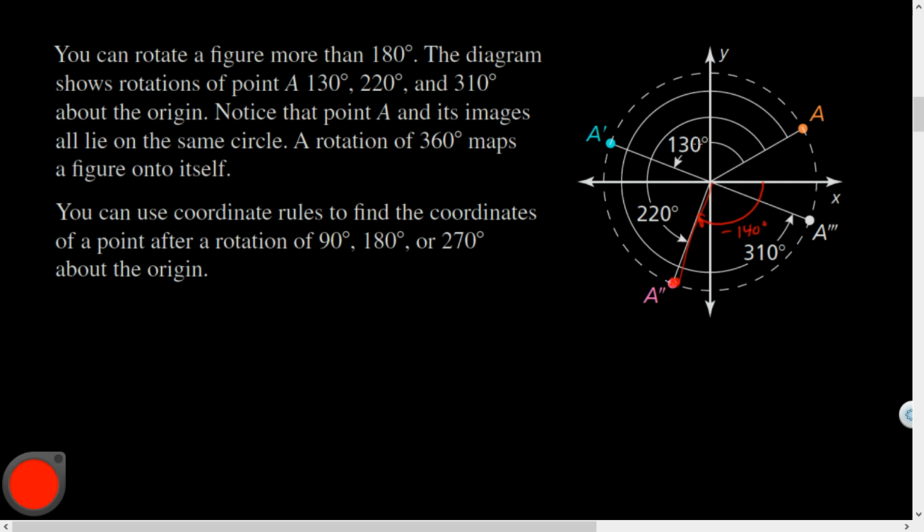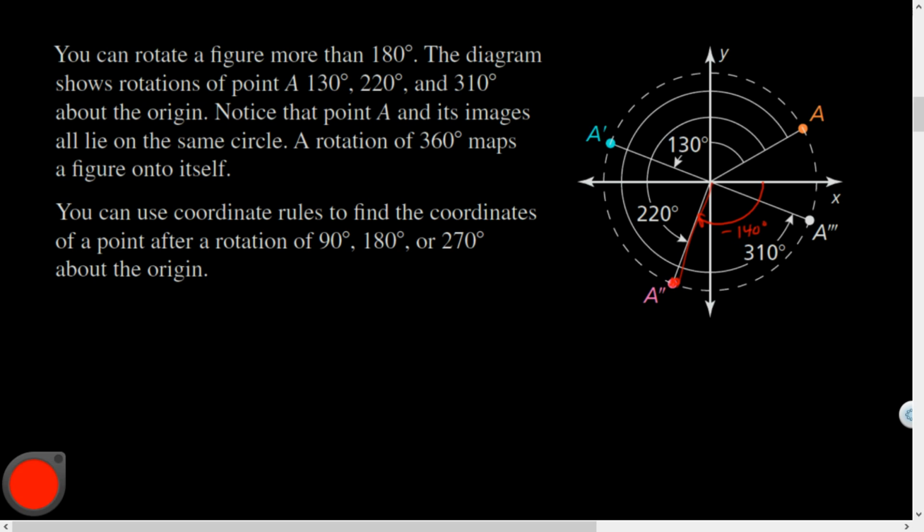It's also possible to go beyond 360, but that's not that interesting. So if I did 580, I would have gone around once and then another 220. And it's like, what was the point of that? I guess taking the scenic route, maybe. So we can rotate beyond 360, but it's just not very interesting.